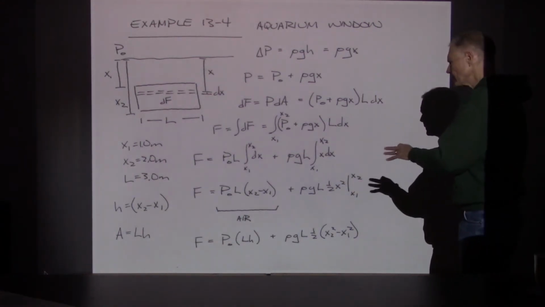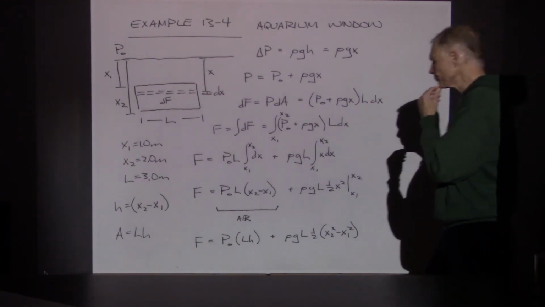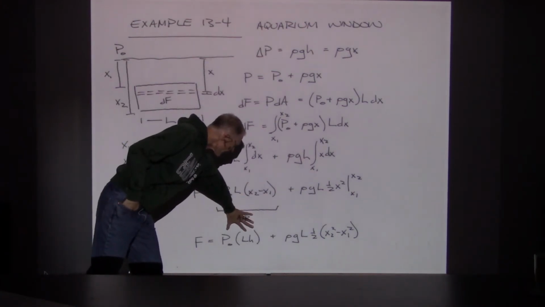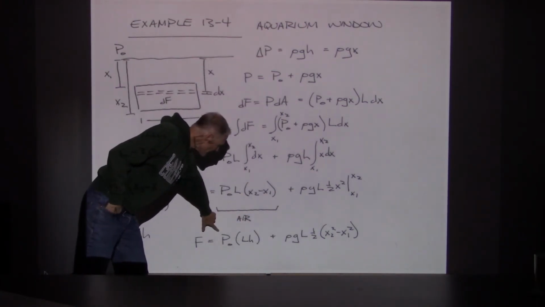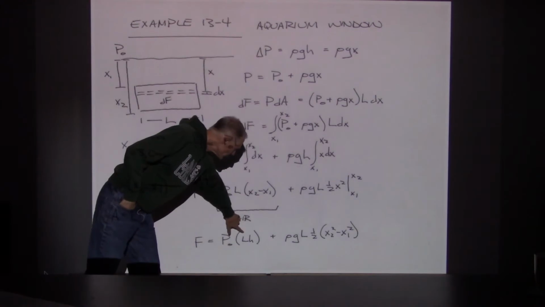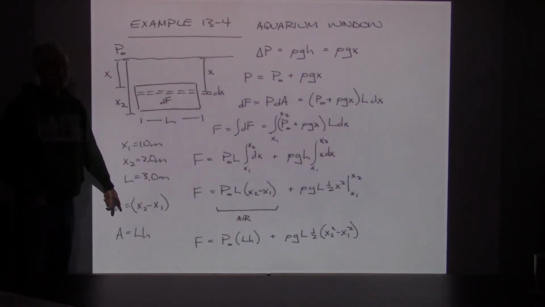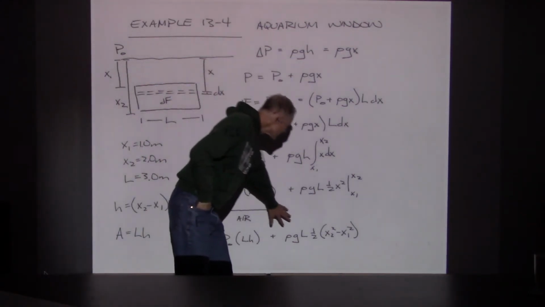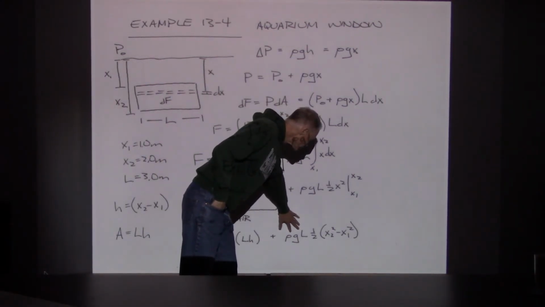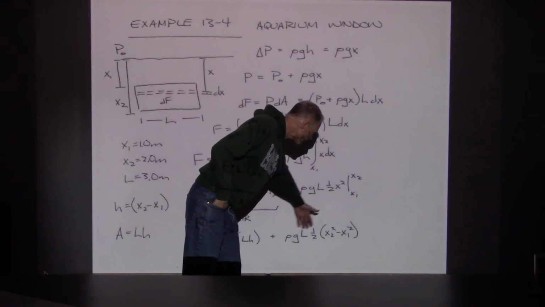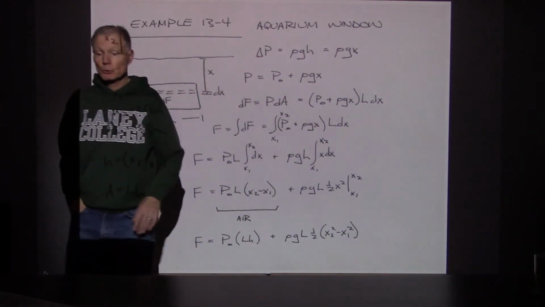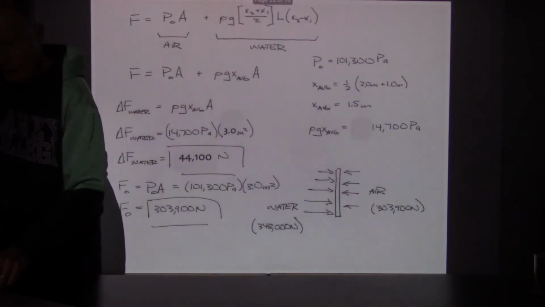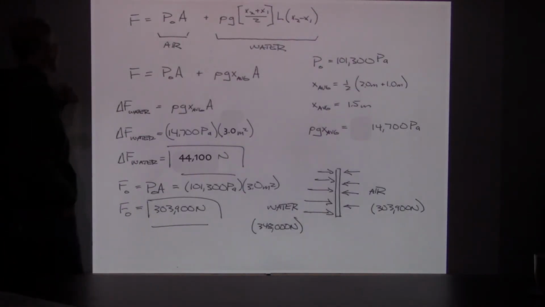So the force acting on that window is going to be, there's a part due to the presence of atmospheric pressure. That's going to be P naught times LH. Now LH, if you remember, that's just the area of the window. Plus this additional pressure due to the presence of the water. So that's what's going to determine, and that's got some x squareds in it we've got to plug in. So let's do that.